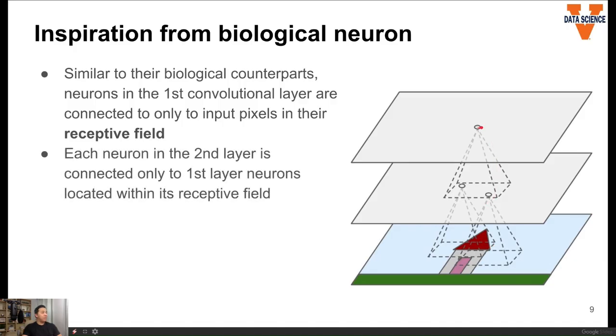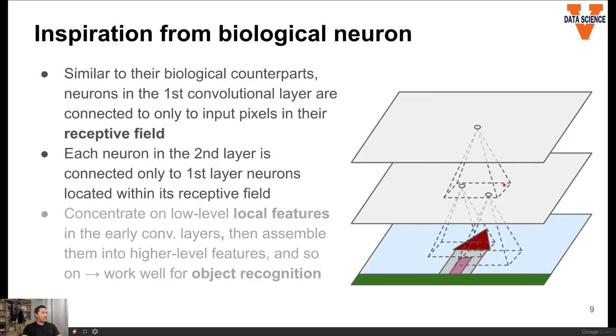And then the neurons in the second layer only interact with a subset of neurons in the first convolutional layer. So you can think of the first convolutional layer as focusing on low-level features computed from the input image, and then the upper convolutional layers compute higher-level features based on the neurons computed in the lower hidden layer. And this worked very well for object recognition, as you will see.